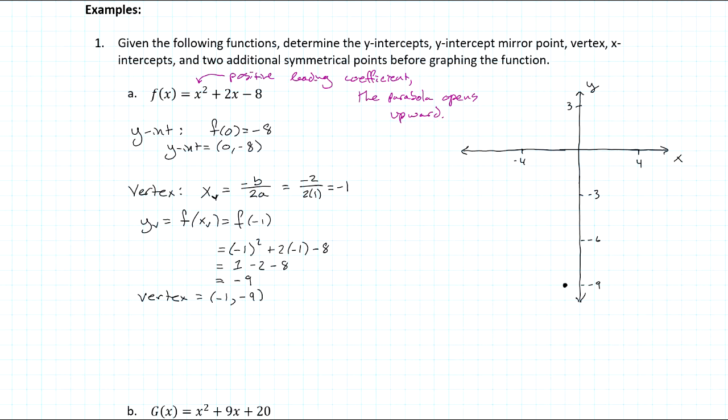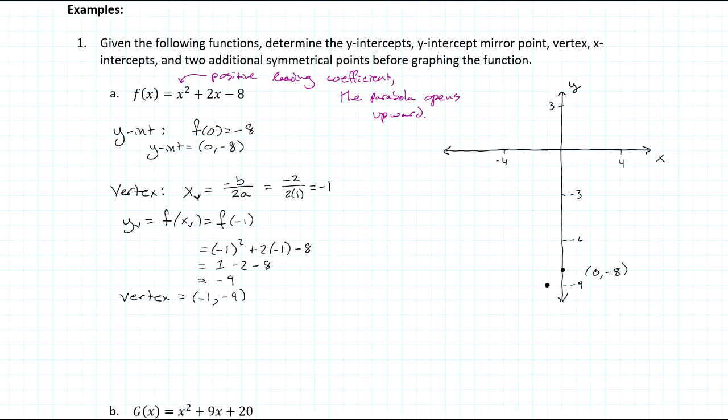So there's our vertex. Let's note the y-intercept is at the point 0, negative 8, so we can plot that as well. And we can start to see here that this is opening upwards by just seeing how these points are arranged. We know from this that the axis of symmetry is going to go through that vertex, right? So if I mirror the y-intercept across, we'll get this point over here, and I can see that this is the point negative 2, negative 8. I'll list that over here.